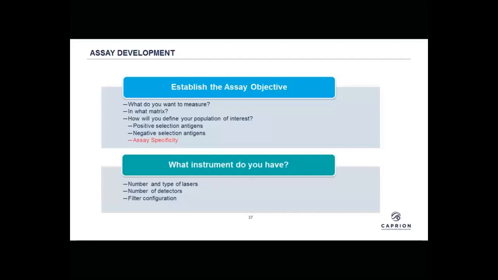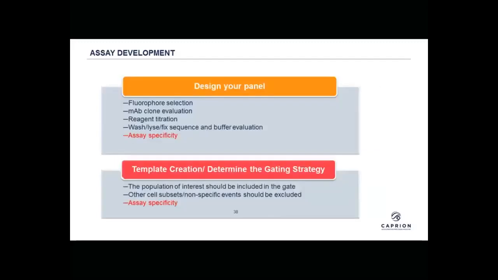Now we need to look at what instrument we have, of course. What are the number and type of lasers, the number of detectors, and our filter configuration. When we have that information, we can design our panel. We can pick the appropriate fluorochromes for the appropriate monoclonal antibodies, and we would want to do a monoclonal antibody clone evaluation to make sure we've got the most specific clone available. We titrate our reagents, and then we figure out the appropriate wash, lyse, stain sequence, and we evaluate different buffers if we're looking at intracellular staining. Again, this greatly influences assay specificity.